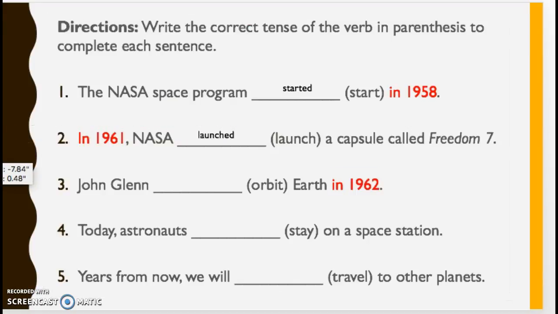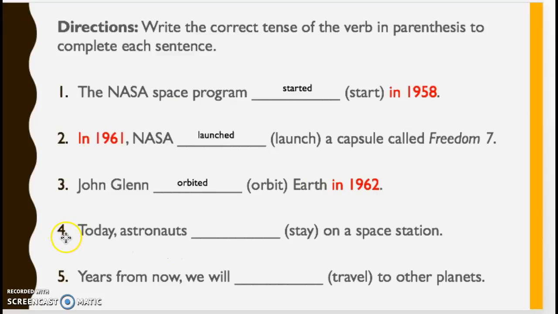So how do I make orbit past tense? If you said add ed and make it orbited. John Glenn orbited Earth in 1962. Perfect. All right, number 4.